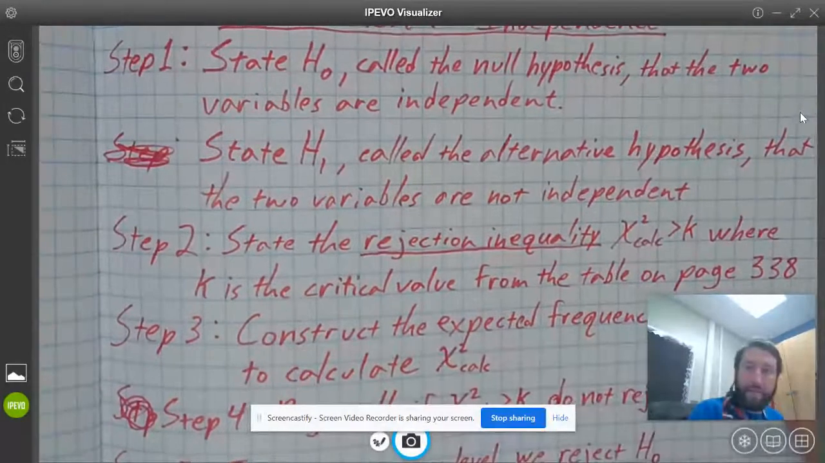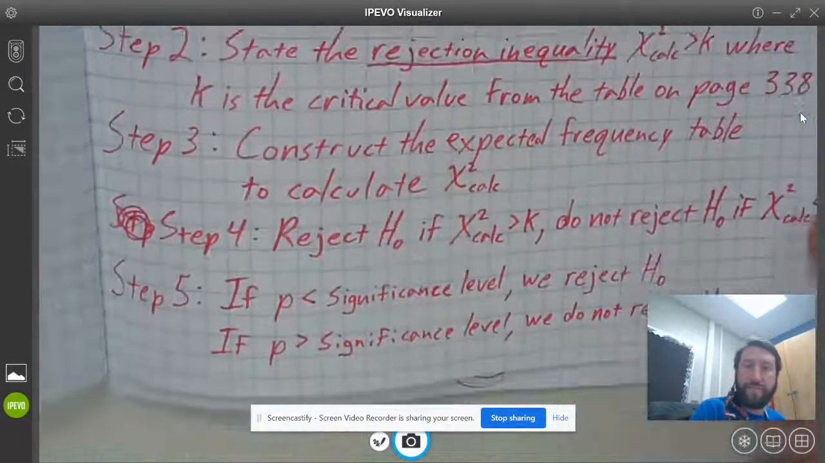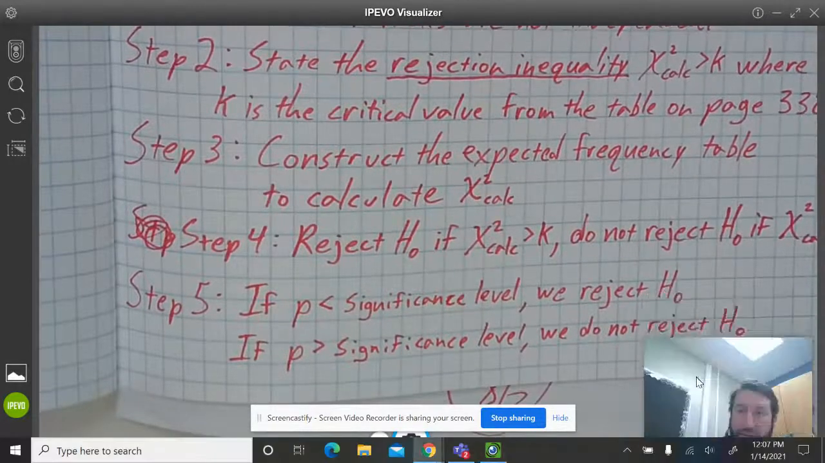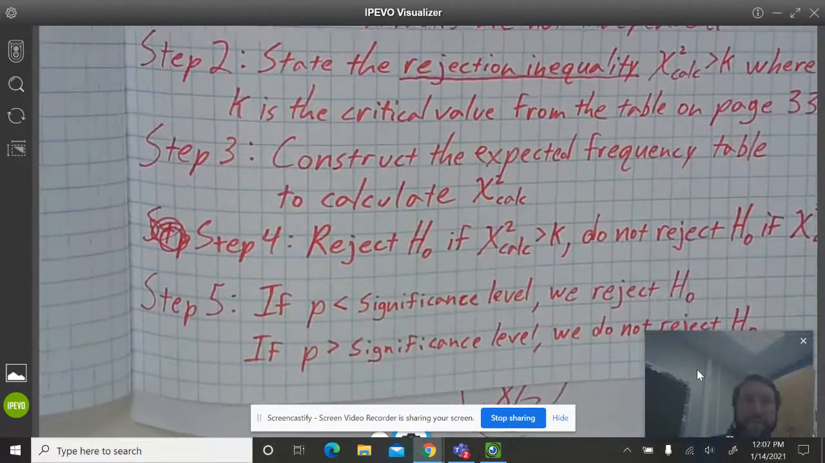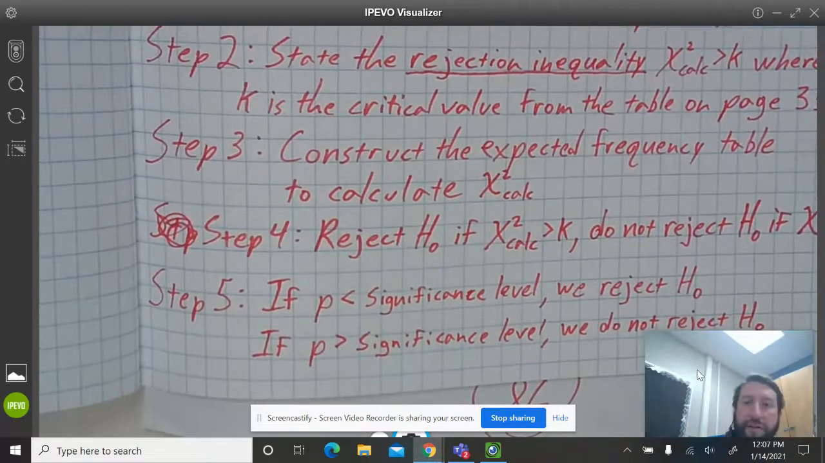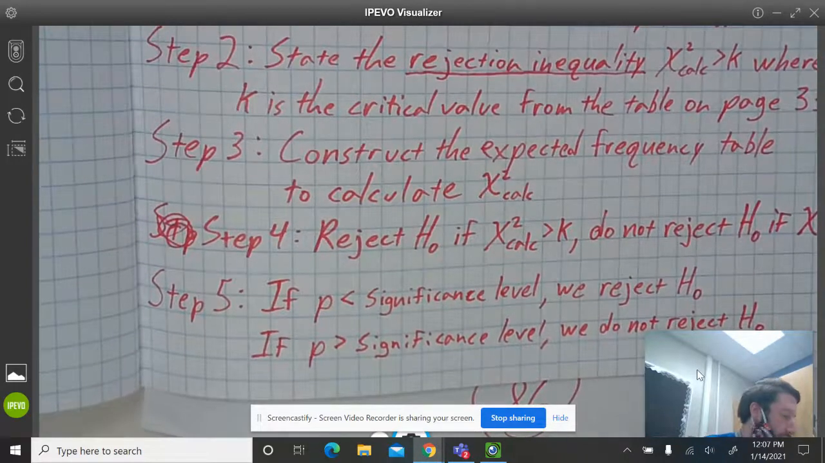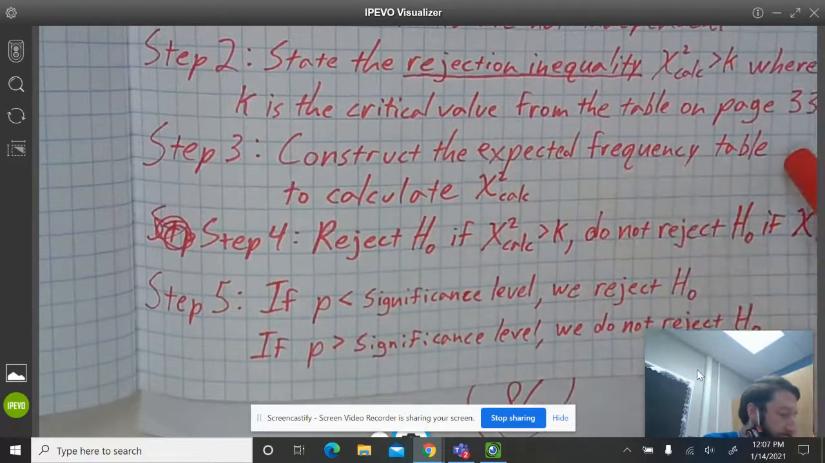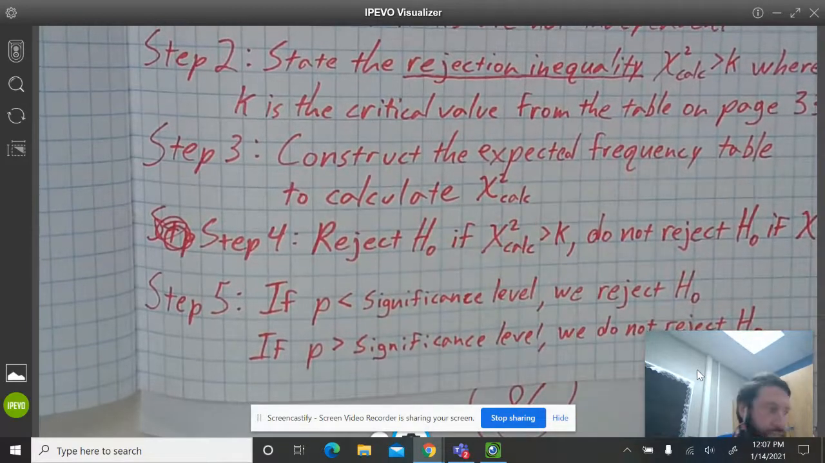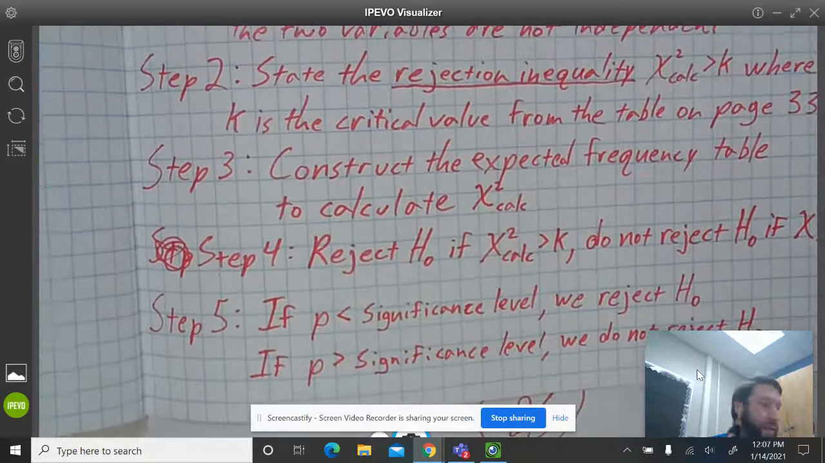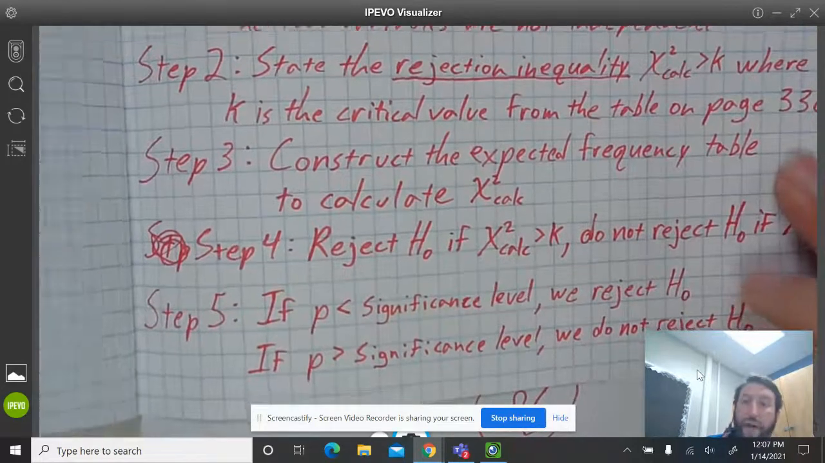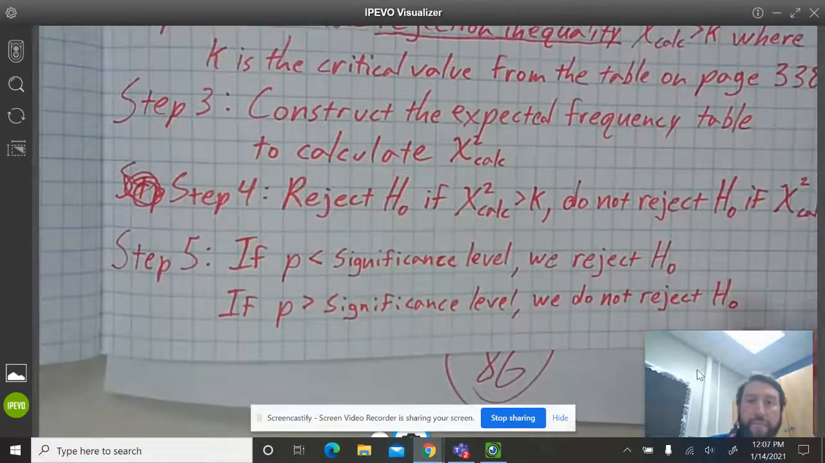Step 3, construct the expected frequency table to calculate chi-squared. Once you have the expected frequency table, then you can calculate chi-squared, or you can use a calculator. I will show you at the end of the video how to use the online calculator, so you don't have to do this by hand every time.